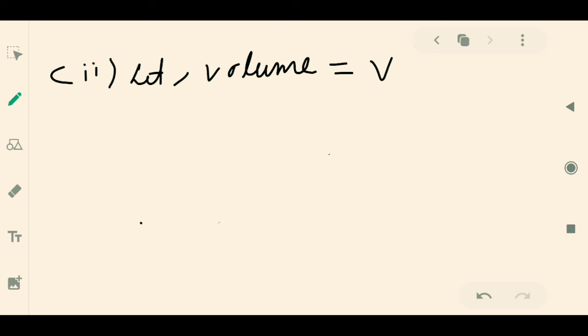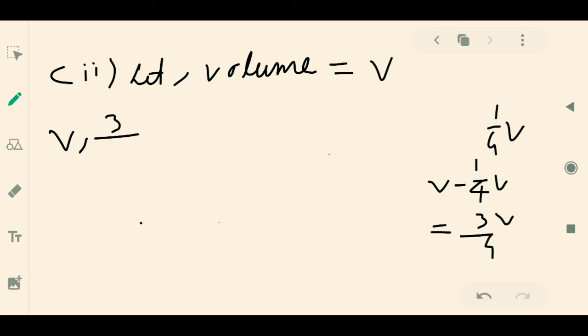So first V is there. Then 1/4 is taken out, which means 1/4 V is taken out. So how much is left now? V minus 1/4 V, that means we get 3V by 4. That is 3/4 V.